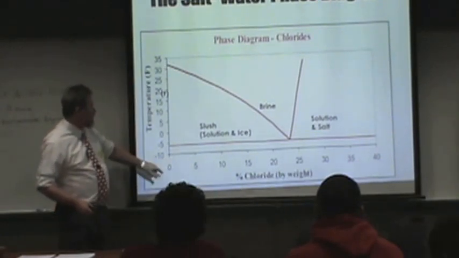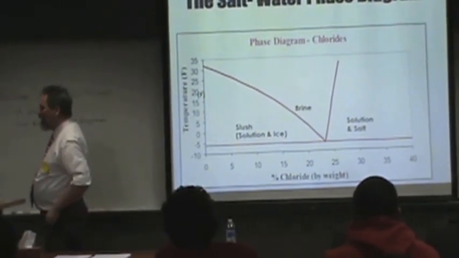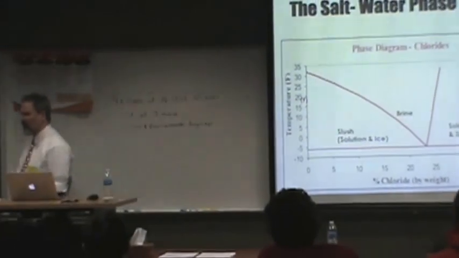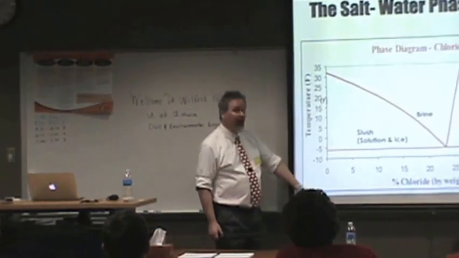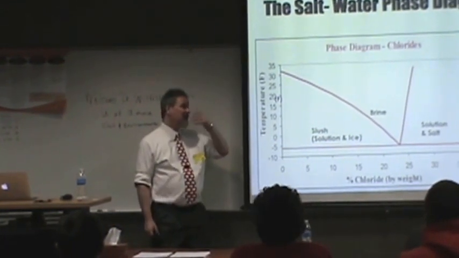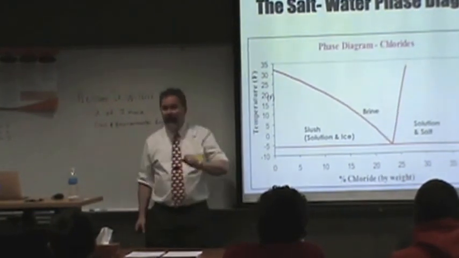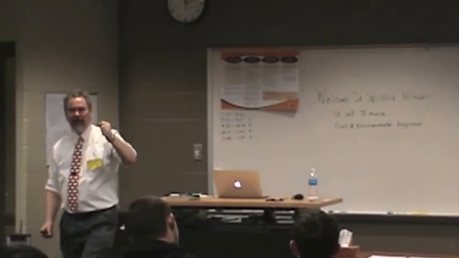We have temperature down the vertical axis. We have the percent of sodium chloride by weight on the horizontal axis. And we notice that when we have no salt in there, when the percent of sodium chloride by weight is 0, our freezing point is 32 degrees Fahrenheit. Yes, we have a data point we can recognize.